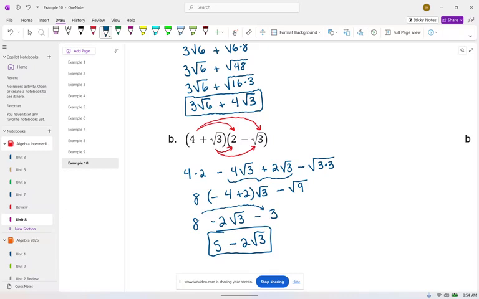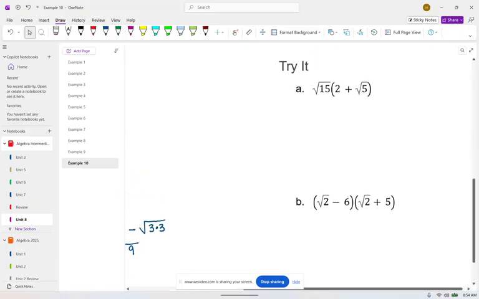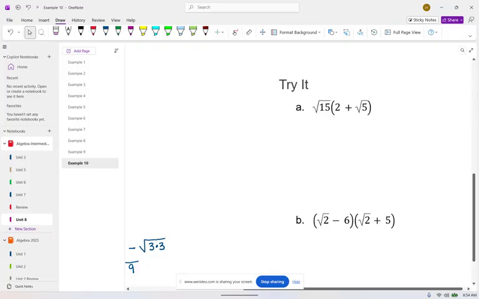So if you guys have questions, again, please let me know. Otherwise, here are your try it problems for this example. So go ahead and give those a shot, and we'll talk in class.